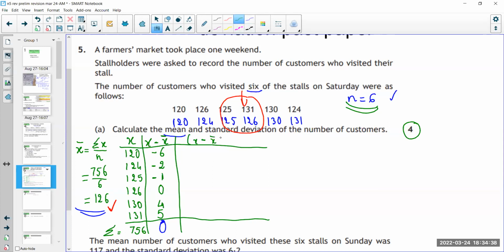X minus X bar squared is your last column. So -6 times -6 is +36. So here you should always get positive numbers, right? 36, 4, 1, 0, 1, 16, 25. And again, you get your calculator, you add all these together, not in your head, on the calculator, and then you get 82. Once you've done that, you get a second mark.